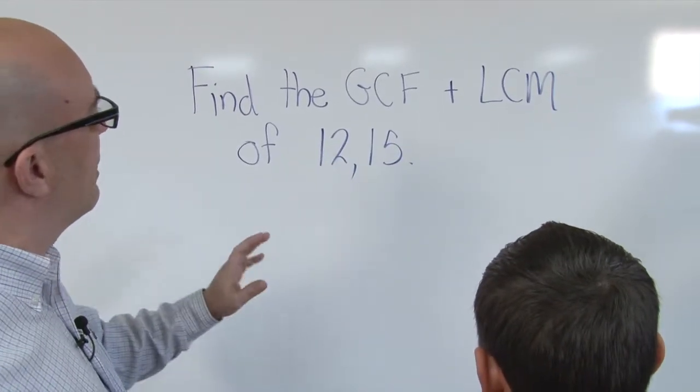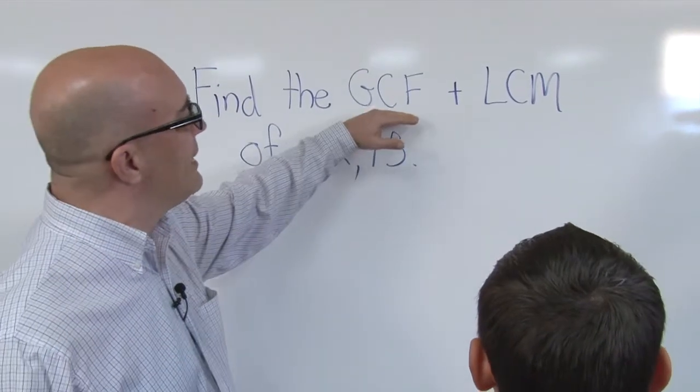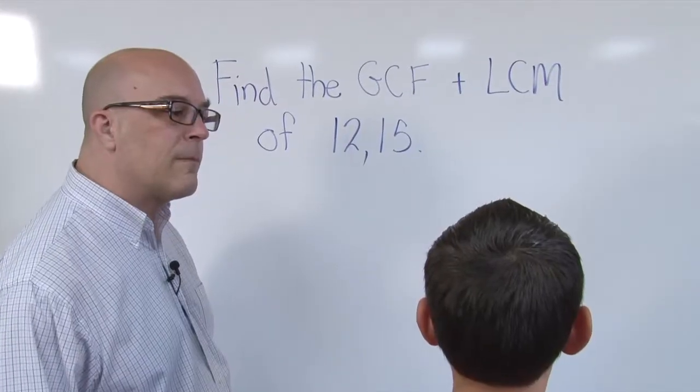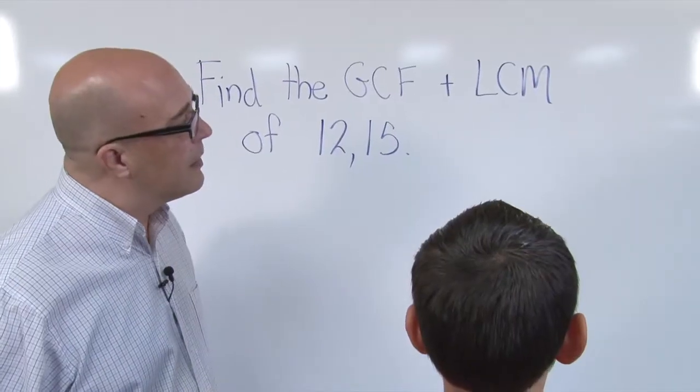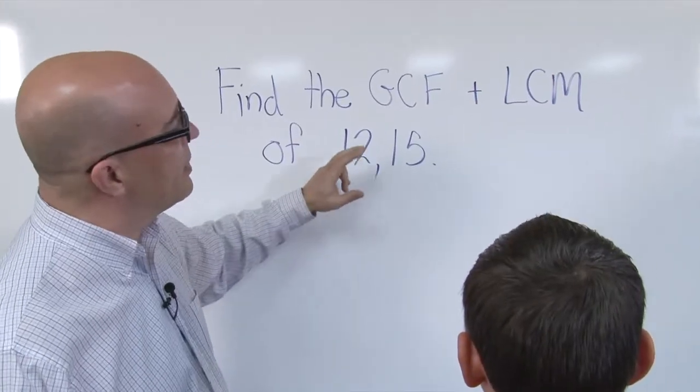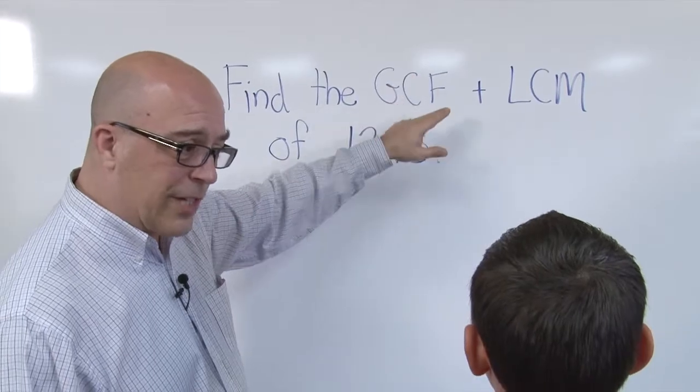Now, there's some students that are watching this for the first time that have no idea what that means. What is that? It means greatest common factor. Perfect. Greatest common factor, and the other one is? Lowest common multiple. Right, lowest common multiple or least common multiple. And the two numbers we need to work with are 12 and 15. So would you like to do the greatest common factor first or the least common multiple?